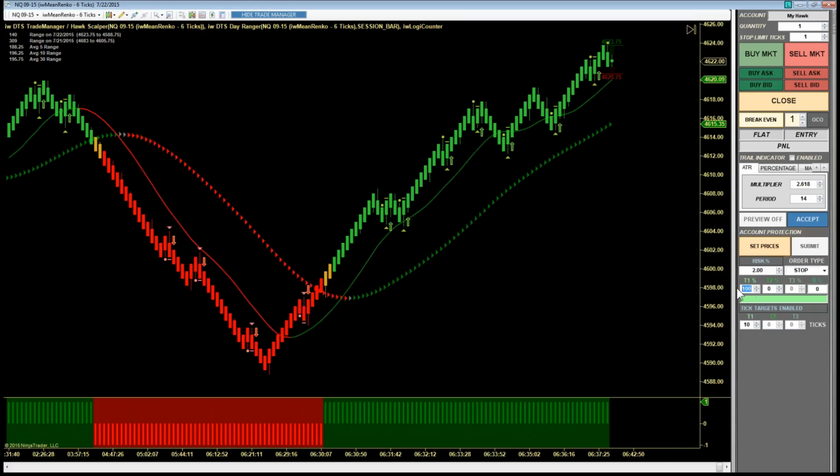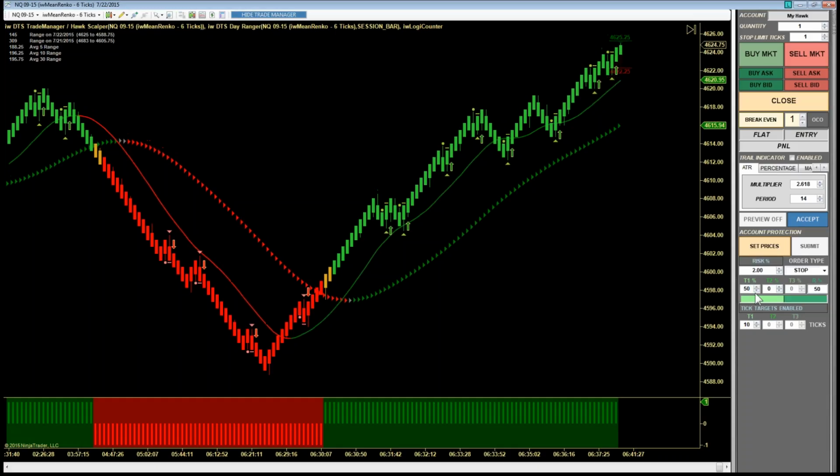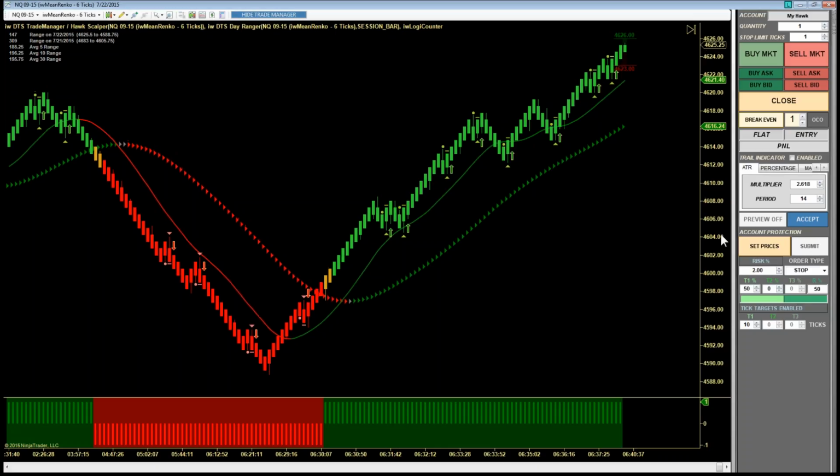Might be worth setting up the trade manager here for a runner today. So instead of going all in, all out on target, I'm going to change my first target from 100% to 50%. So you see that's changed my parameters. I have half on target and a half runner.